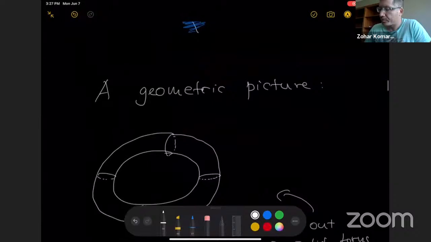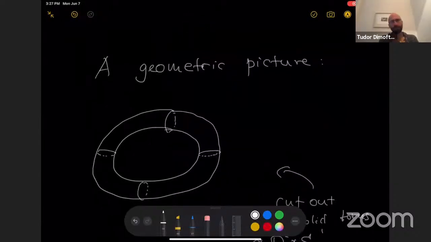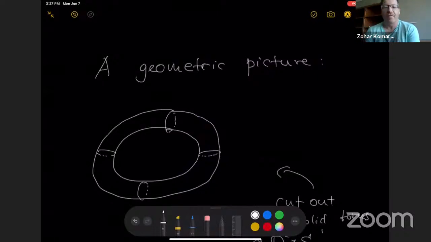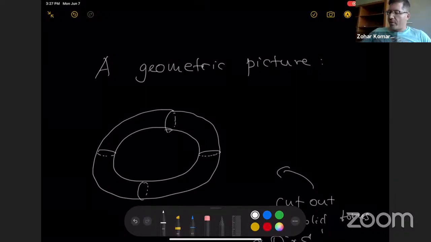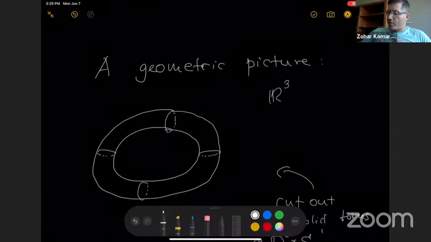Okay. Let me just start from a geometric picture. This geometric picture is very, very useful. You can think about any three-dimensional space. It's very useful to just start from R3. You can think about R3 just for concreteness, and you can try to investigate the consequences of having a gapped boundary, right?